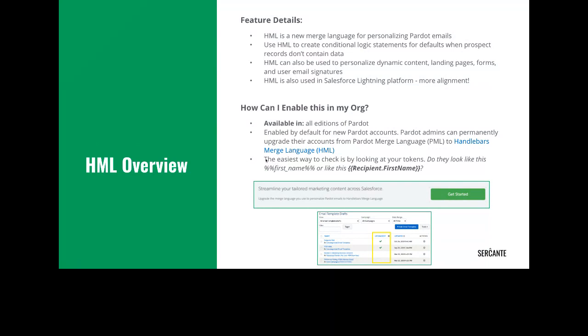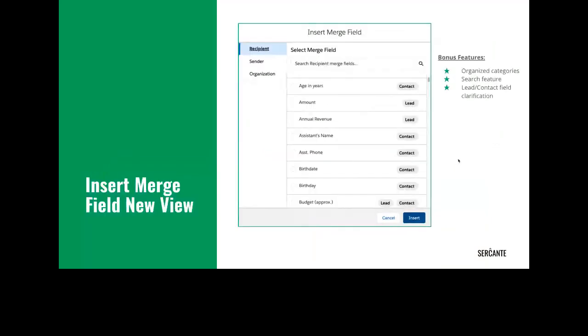And the easiest way for you to check if you have HML enabled: one, if we have our favorite notifications at the top of our dashboards that we see, then you most likely have to upgrade. So if you still have this notification. And then also within your email template list view, you'll see this upgraded column. If it has a green check mark, you're good to go there. And then you'll notice a difference between your merge tokens or your merge fields. If they still use the percentage signs, you are still using the old PML. However, if they have the curly brackets, you are now using the new updated HML.